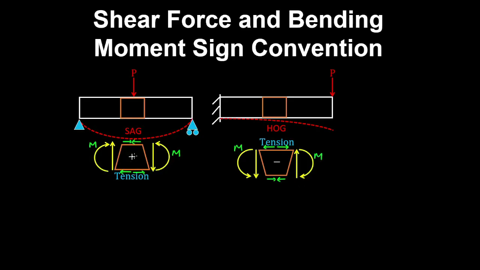So for the positive sign convention, we have sagging moments and positive shear forces acting in this manner on left and right of the section. And here we have the hogging or negative sign convention, where a shear force acting downwards on the left of a cut section is negative, and on the right of the cut section the shear force is negative upwards.